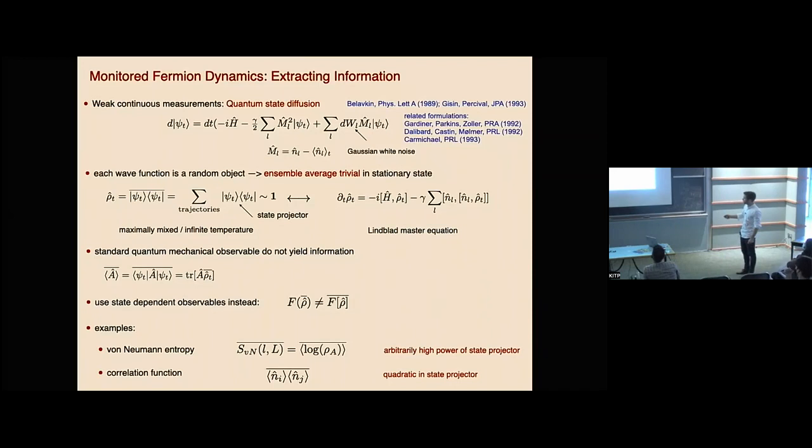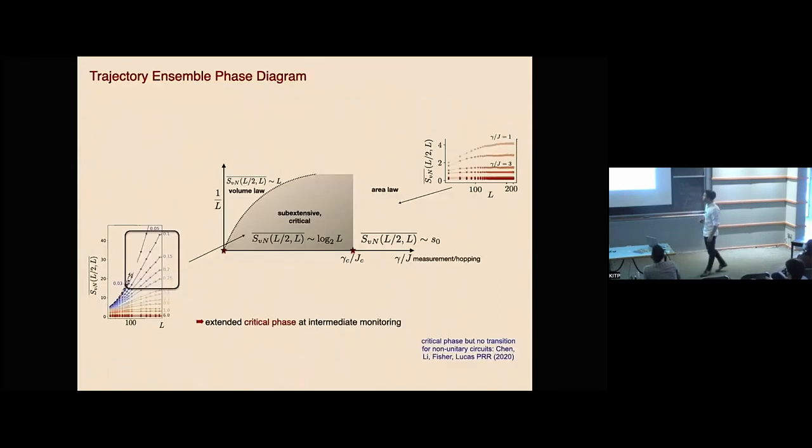When we have a nonlinear function of rho, the function of the average is no longer the same as the average of the function. A beautiful example realizing this structure is the von Neumann entropy, where the observable is state dependent: the log of the reduced system density matrix. It involves arbitrarily high powers of the state projector. A slightly less ambitious object that still has this nonlinear-in-the-state feature is quadratic in the state projector, according to this formula here, and would be just like a density-density correlation function.